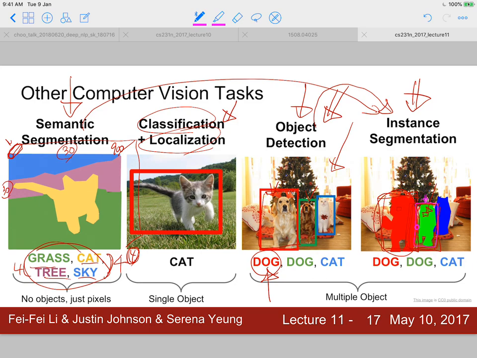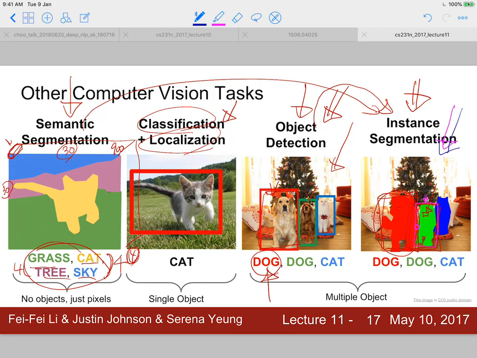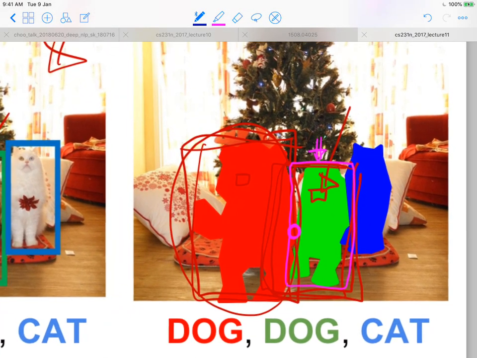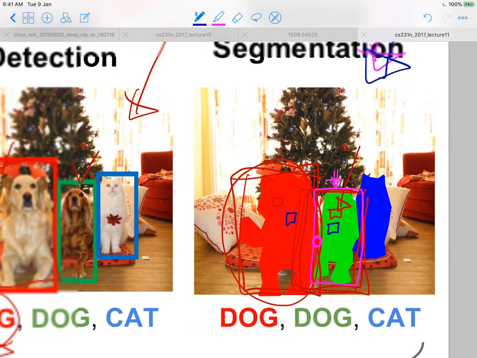But if we imagine the semantic segmentation task given this entire image, then these dog pixels will not be differentiated. They will be just classified as dog pixels. We don't discriminate their identity. So this is the first dog, and that is the different dog. We don't discriminate that.